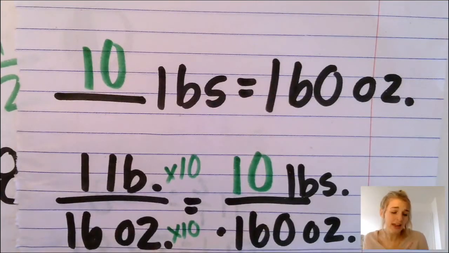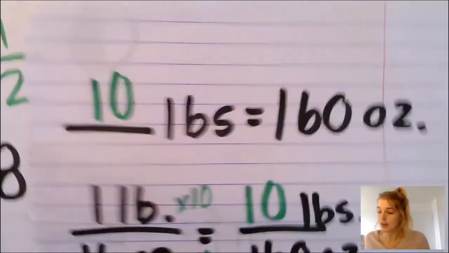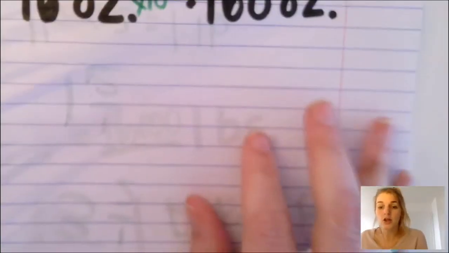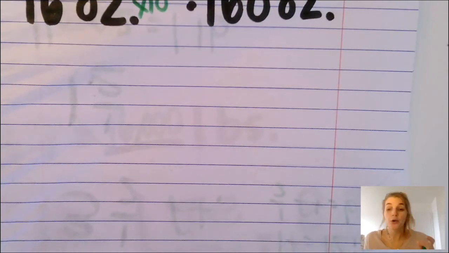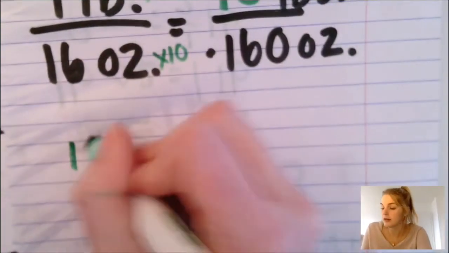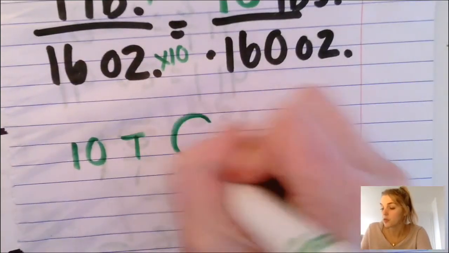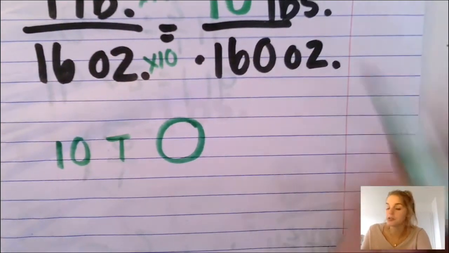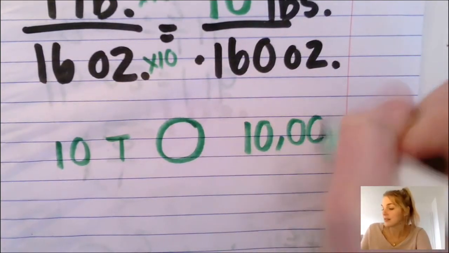Now, I'm really sorry, I told you that would be the last problem, but in your Go Formative today, you are going to have a type of question where you are comparing two different weights. So I want to show you what that looks like in case you are challenged by those problems. All right, you're going to see something like 10 tons is greater than, less than, or equal to 10,000 pounds.